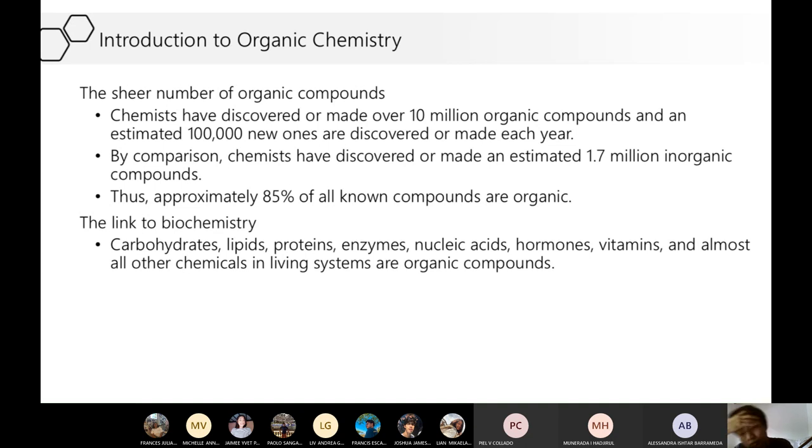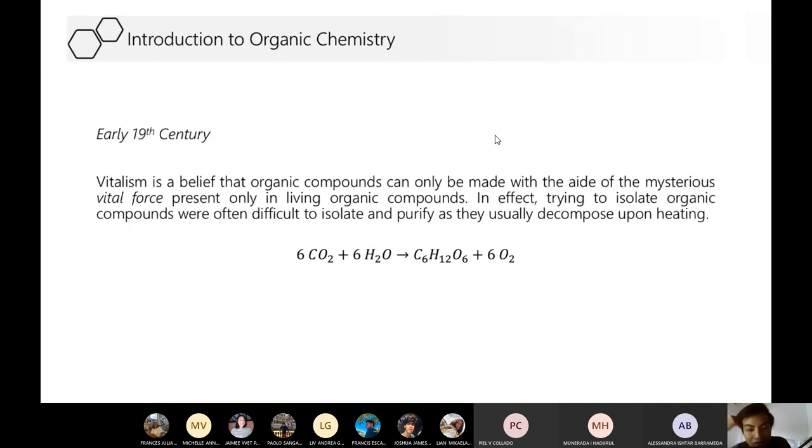Before the idea of org chem, let's go back to the old times. In the early 19th century, around 18-something, there was no organic chemistry yet. Why? Because of what they believed, the concept of vitalism. What is vitalism? The people of old, since there was no org chem then, believed in vitalism. So what did they say about it?